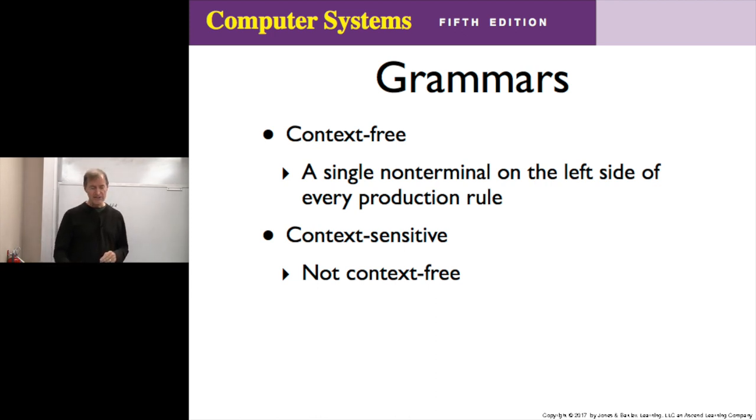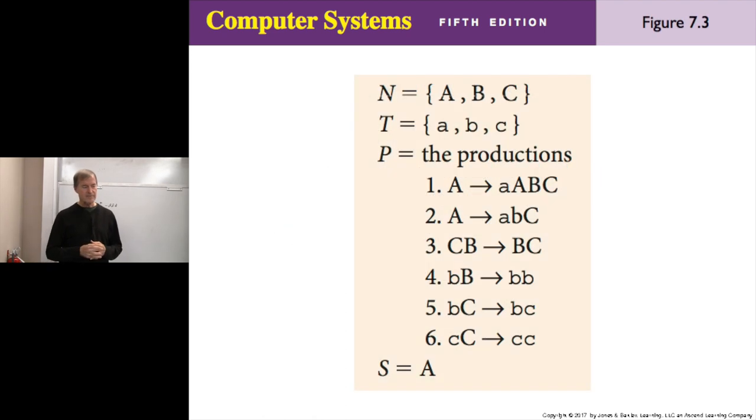Now, here's a really slick little grammar that illustrates context-sensitive. And we need to understand this concept of context-sensitivity. So let's take a look at figure 7.3. What is the non-terminal alphabet in figure 7.3? Capital A, capital B, capital C. Are we good? And then what is the terminal alphabet? Little a, little b, little c. And now P, how many rules of production do we have? We've got 6.